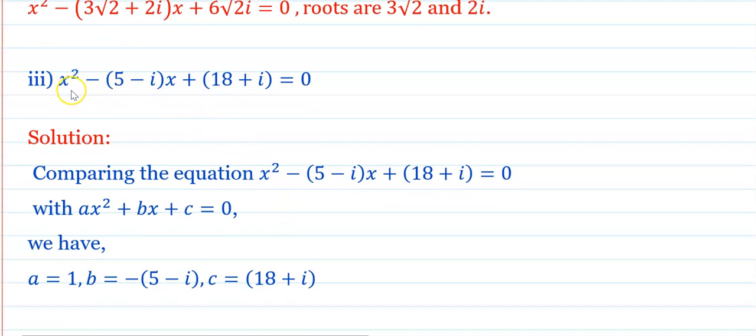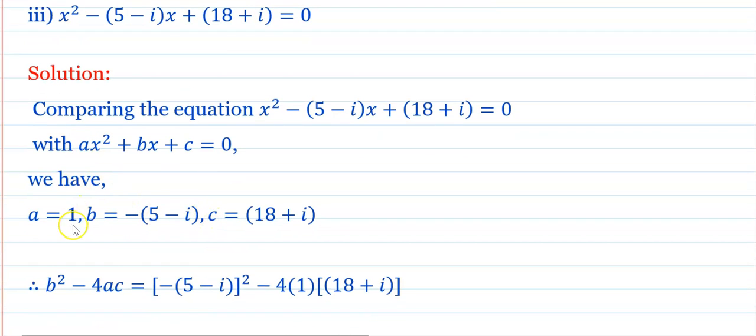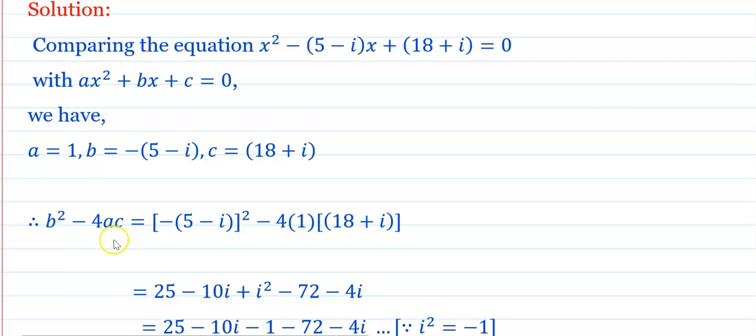Now the question number 3, x square minus (5 minus i) x plus (18 plus i) that's equals to 0. Comparing the equation with ax square plus bx plus c is equals to 0. Here a is equals to 1, b is equals to minus (5 minus i) and c is equals to 18 plus i. b square minus 4ac.